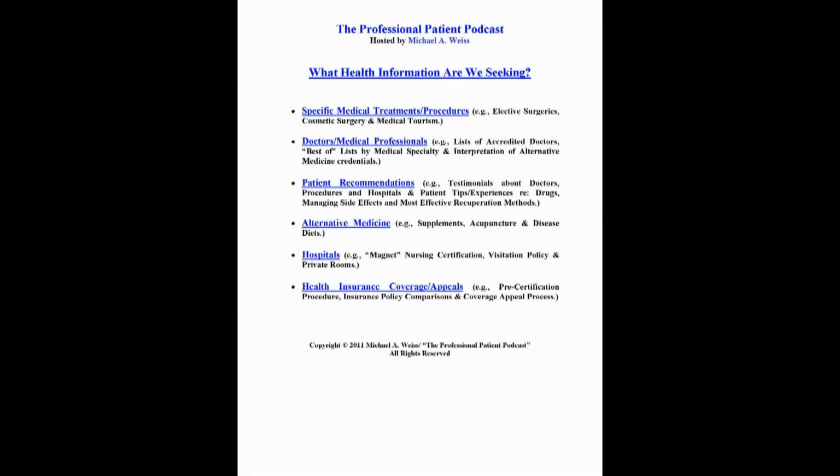So let's go through the list. First, specific medical treatments and procedures. Obviously elective surgeries, cosmetic surgery, even medical tourism. I mean, people are traveling to India and Thailand for medical procedures, and obviously you could find out a great deal online.